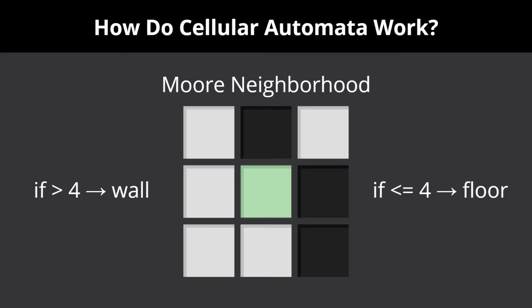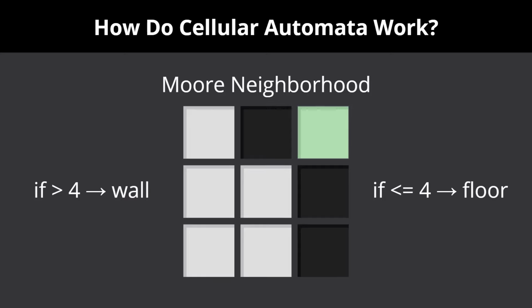The first thing we have to do is take a look at the 8 neighboring tiles. We see that there are 4 white tiles and 3 black tiles. And remember, the white tiles indicate a floor, while the black tiles indicate a wall. All we have to do in order to transform the middle tile is follow the conditions on screen. If more than 4 of its neighbors are walls, then the center tile should also be a wall. Otherwise, if 4 or less of its neighbors are walls, then the center tile should be a floor. So in this case, the center tile would transform into a floor since it's surrounded by only 3 walls.